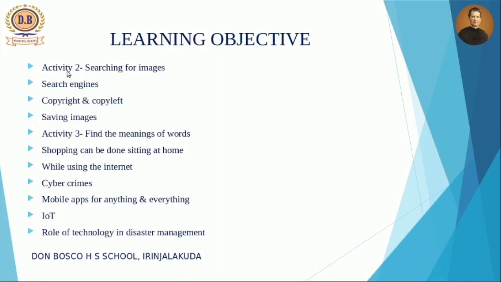Today we'll start with our second activity, that is searching for images. Then we'll see what is search engines. Then we'll study about copyright and copyleft. Then how to save images from internet. Then our third activity, finding the meanings of words using online dictionaries. Then we'll study about online shopping. Then while using the internet, cyber crimes, mobile applications for anything and everything. Then IoT, that is Internet of Things. Then at last, the role of technology in disaster management.